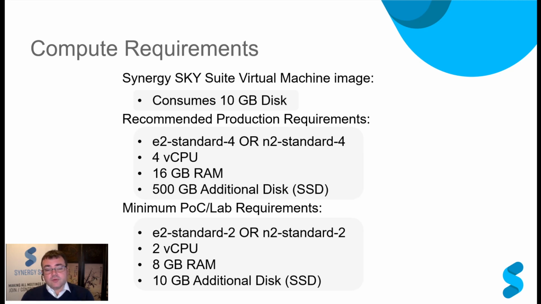Minimum lab and proof of concept requirements. If you're only doing a small build, we can do it on an E2 standard 2 or N2 standard 2 compute, which is 2 vCPUs and 8 gig of RAM, and then adding only an additional 10 gig disk SSD. If you are looking to deploy this as a proof of concept into production, highly recommended starting with the production requirements listed here.